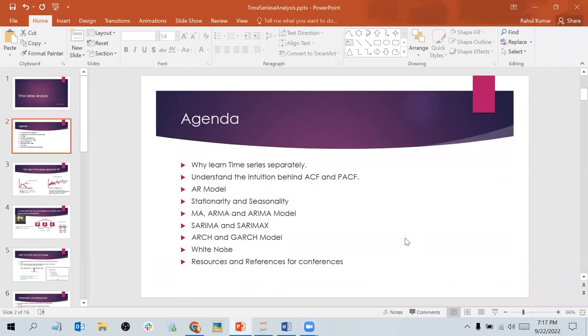The overall agenda of the session is to start with why we are learning time series separately. People from an ML or data science background know that we have regression problems, classification problems, supervised, unsupervised, everything. Why are we learning time series separately, and why is there so much buzz around learning so many algorithms in time series? Let's come to that.